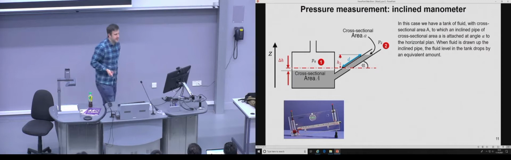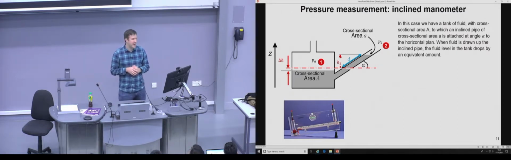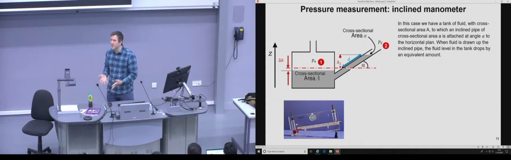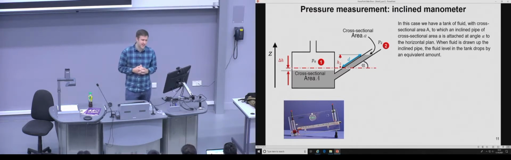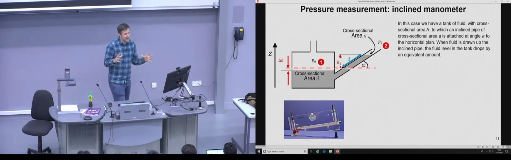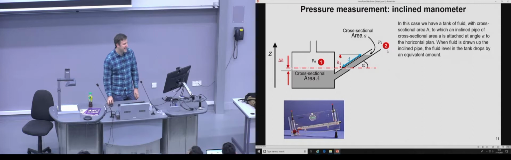Okay, and this is a very similar concept, an inclined manometer, but it's spelt out in a bit more detail to help you see some of the analysis involved. So in this case, we have a tank with a cross-sectional area big A. It's a circular tank with cross-sectional area big A, and an inclined pipe with cross-sectional area small a, at an angle of alpha.